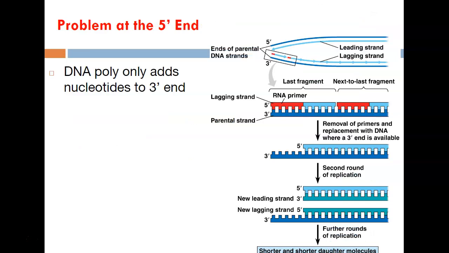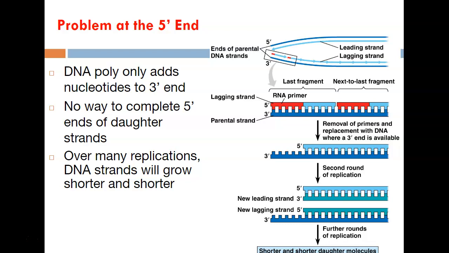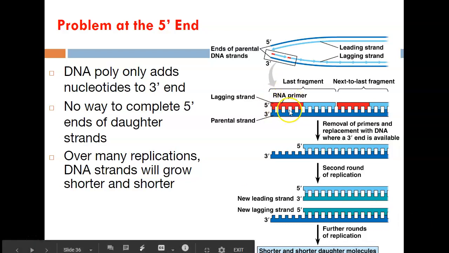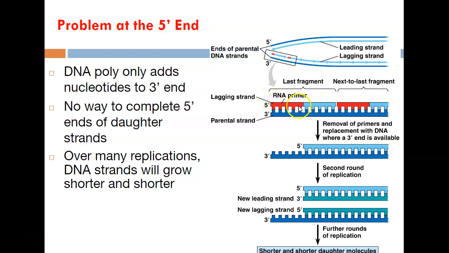Okay, so let's see. Problems at the 5' end. DNA polymerase can only add nucleotides to the 3' end. So it in and of itself can never repair or complete 5' ends of the daughter strand. So essentially what happens is the RNA primer comes in and always starts every fragment, right? And then polymerase finds that primer and extends. And then polymerase 1 usually comes in and replaces the RNA with DNA.